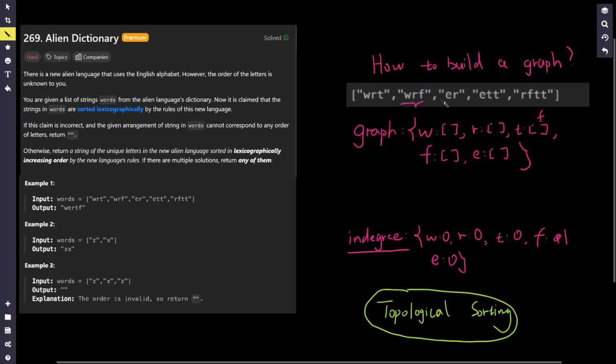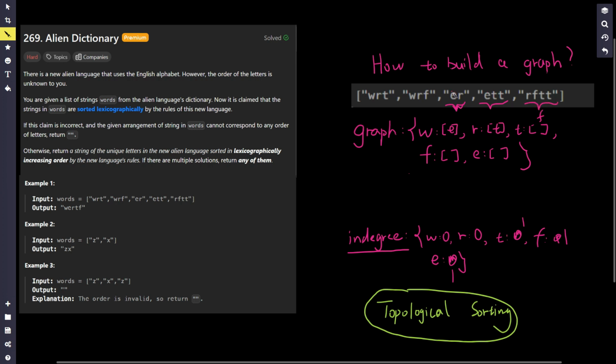By comparing the second to the third, we know that W is above E. So we put E inside the graph that has the key W, and then we increment the in degree of E by 1. Next, we are comparing the third element to the fourth element. We know that R is pointing to T. So we add T here, and then we increment the in degree of T by 1.